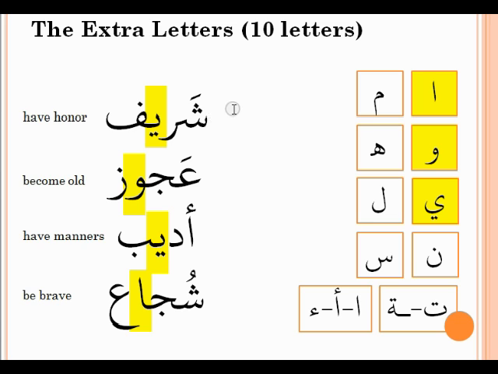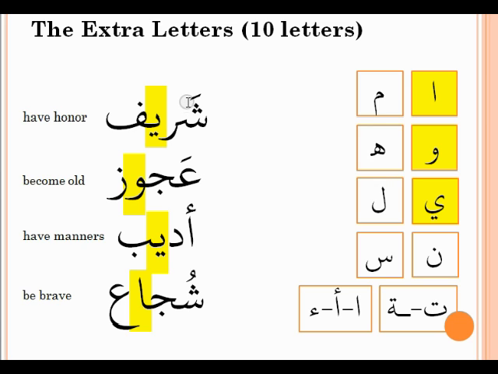So these are sharif, ajuz, adib, shuja'. Of course, the translations to the left are a translation of the root letters. So that's the roots excluding the extra letters. There's a ya in the first word. So sharaf, it means to have honor, and so on. The same for the other words.